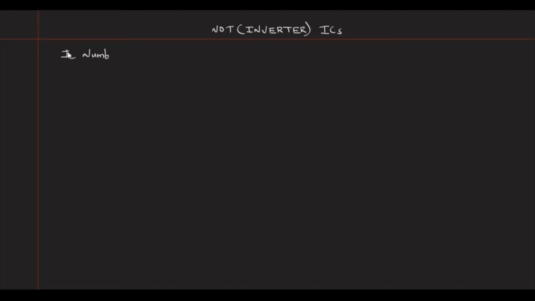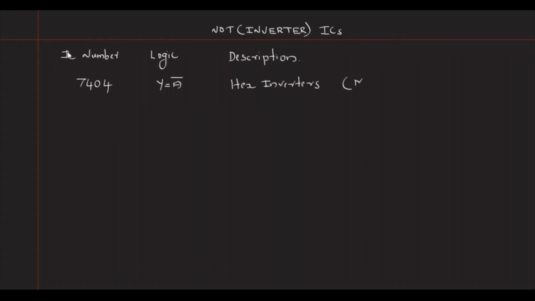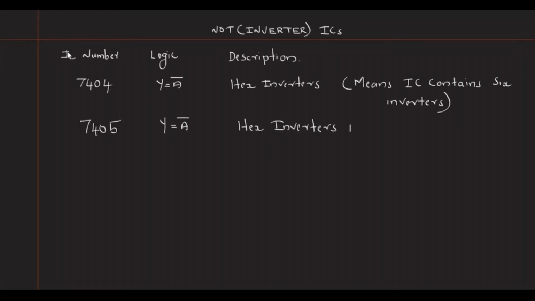Now let us see some inverter gate ICs. IC 7404 with a logic Y equal to A complement is a hex inverter, which means the IC contains 6 inverters or 6 NOT gates. Next is 7405. It is a hex inverter with open collector output.